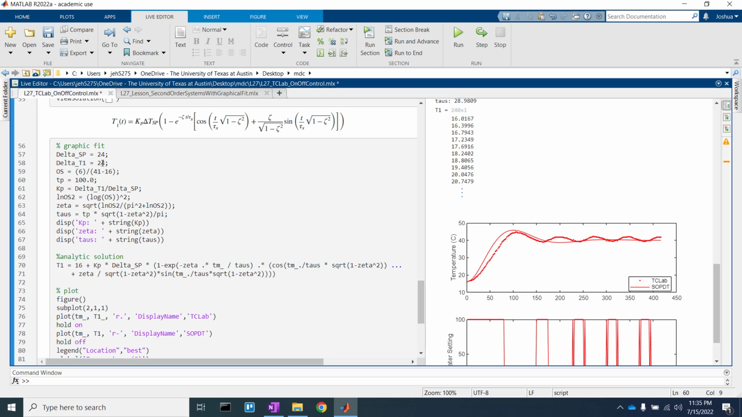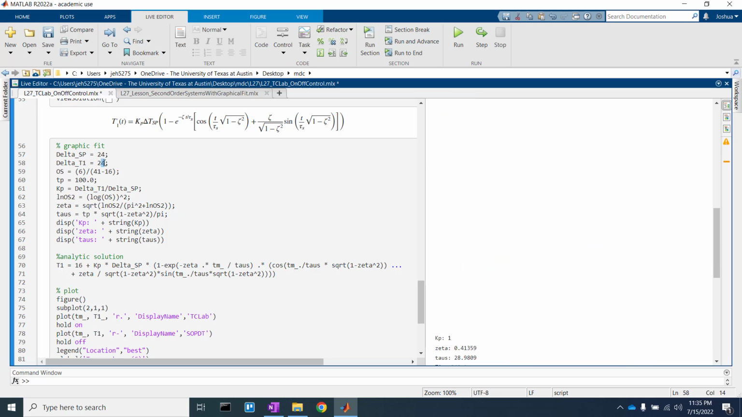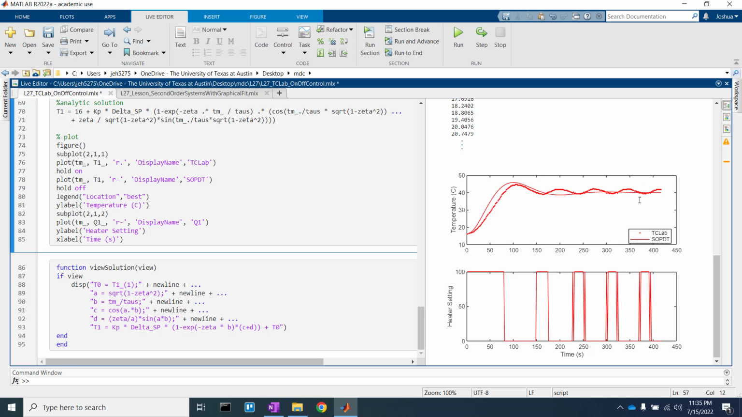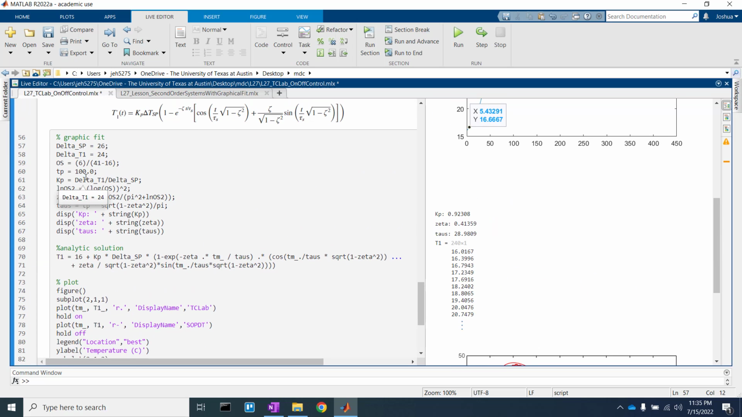Our delta SP, here we go, that's a problem right there. Delta T1 was not 24, but 21. No, our delta SP was 21. Delta set point was from 16 to 40. That is 24. What we actually saw was more like 16 to 41, 42. So let's say that's 26. Not 226. It's going to be crazy. That's where the problem came. We see now we should see some more oscillations. There you do. It's a little bit lulled still.